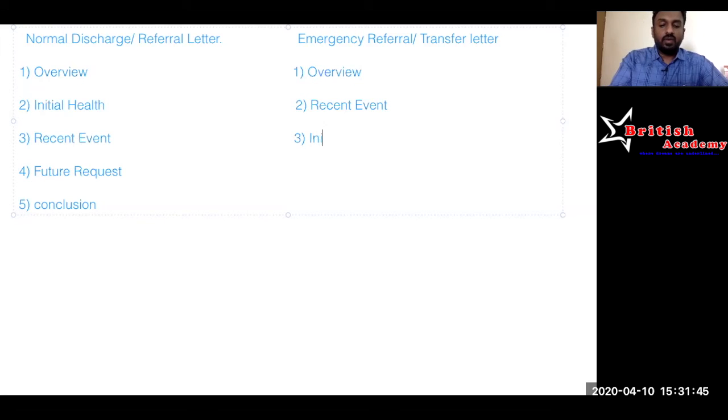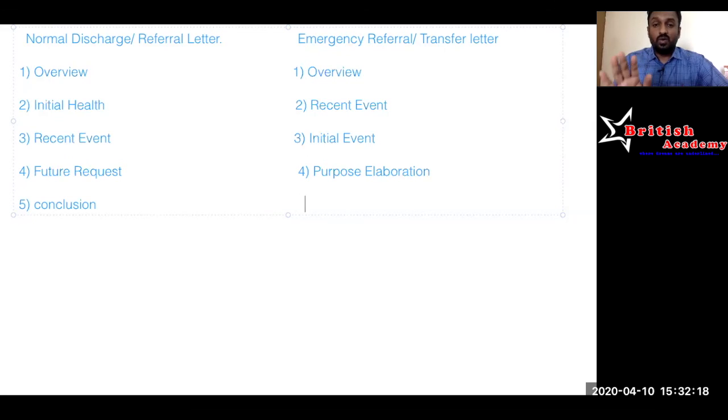So your third paragraph will be about the initial event. Fourth and fifth remain the same, there is no change. Your fourth paragraph will elaborate in detail what your purpose of writing this letter is, what kind of care you need. In short, you would write in the first paragraph who the patient is, what has happened, and what the purpose of writing this letter is. The recent event describes what has happened most recently with the patient. Then comes the history, and then comes the purpose elaboration, that is future request and recommendation again. And the last one, fifth, is the conclusion.